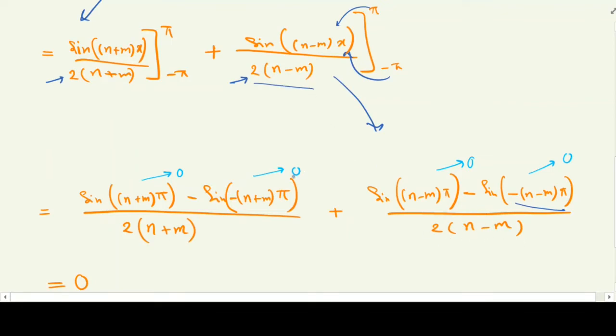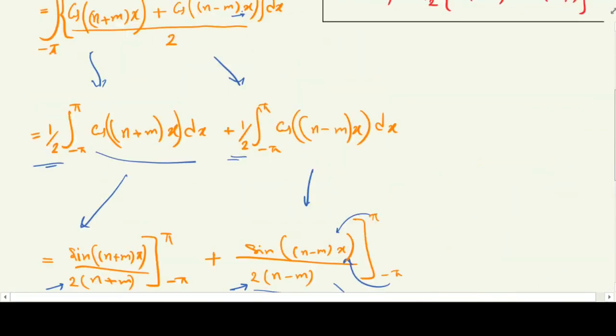So again, we have an integer multiplied by pi. Regardless of the value of that integer, we know that sine of that argument is going to be 0. So this term is going to be 0, these two terms are going to be similarly 0 too, and at the end, we're going to get 0 for the whole expression.